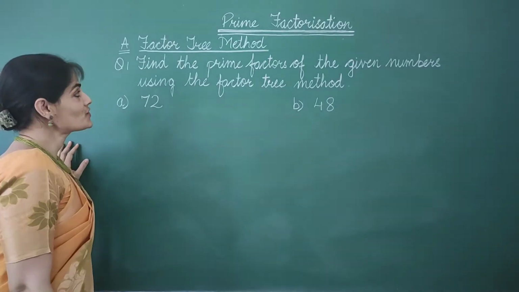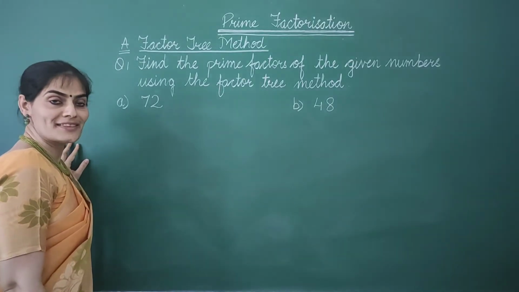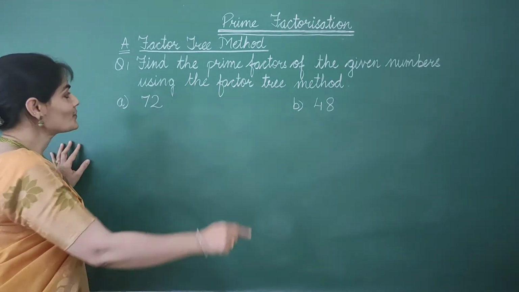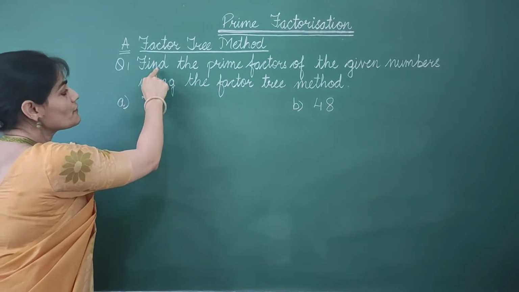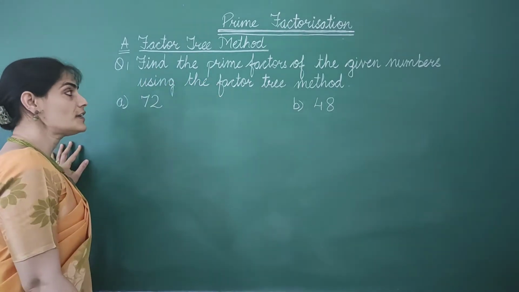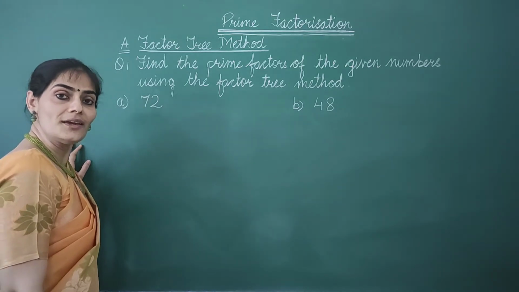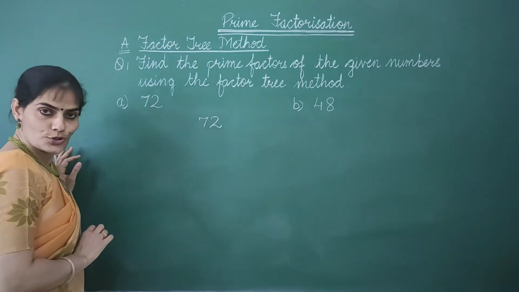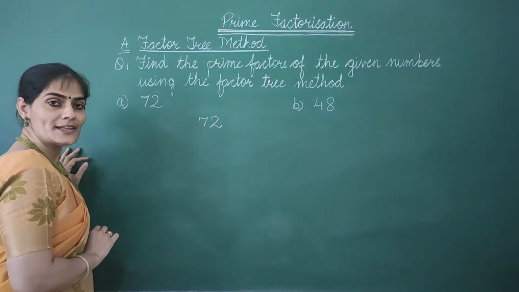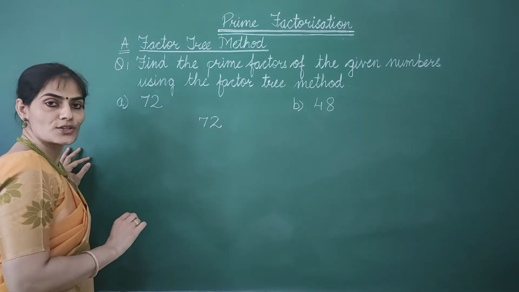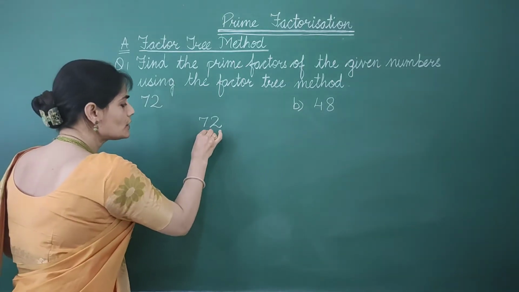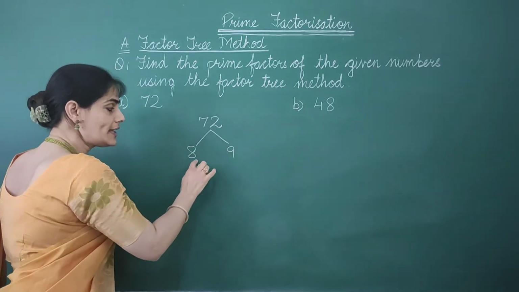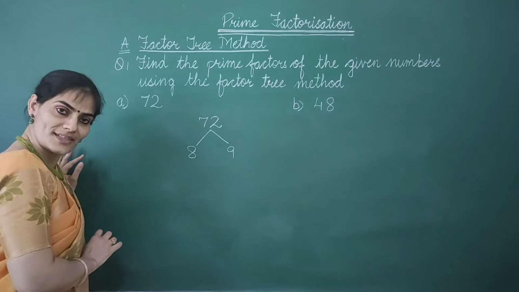Well friends, first we are going to use the factor tree method to find the prime factors of a given number. So we go through the question statement. Find the prime factors of the given numbers using the factor tree method. And the first part is 72. So we are going to write this number 72 as the product of any two numbers. And the two numbers which strike my mind are 8 and 9. 8 times 9 is equal to 72.